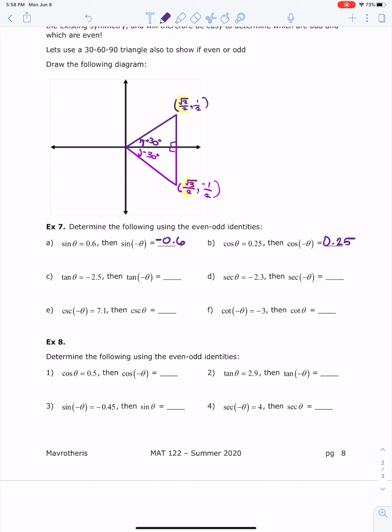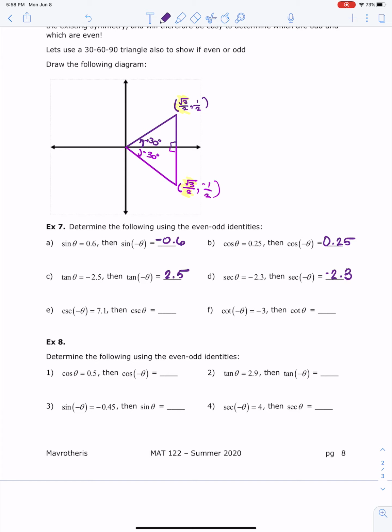Tangent of theta is negative 2.5. Tangent is an odd function. So when we plug in the opposite angle, we should get the opposite sign answer. Tangent of negative theta is positive 2.5. Secant of theta, secant is 1 over cosine, so it's our other even function. If secant of theta is negative 2.3, then the secant of negative theta is also negative 2.3.